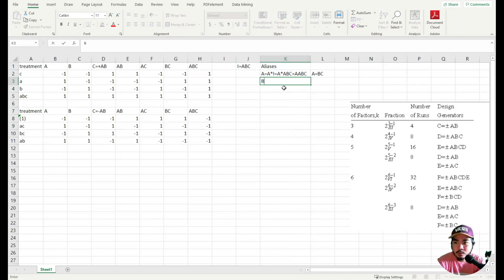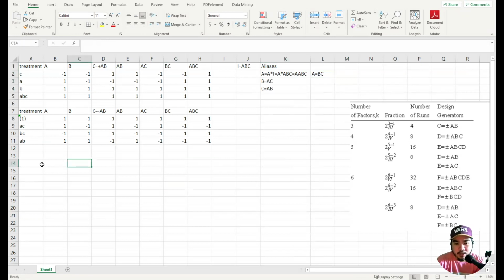I won't show the steps anymore, but here, B should be equal to AC if we multiply it by ABC. Then C, multiplied by ABC, gives us AB. Okay? So this is the confounding.